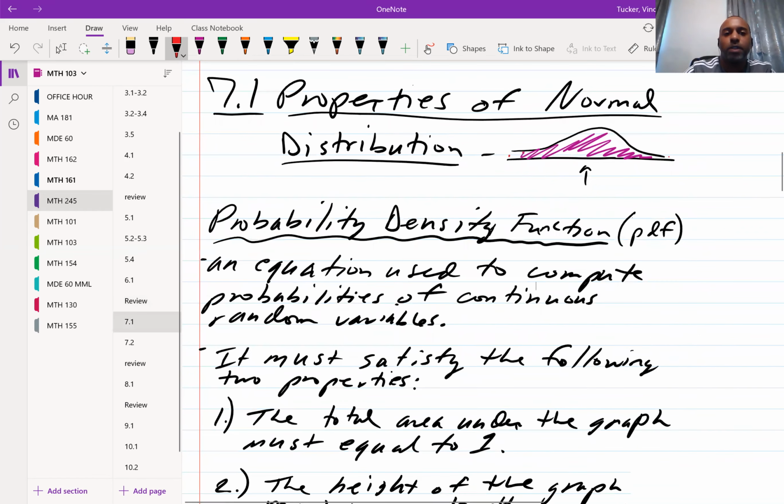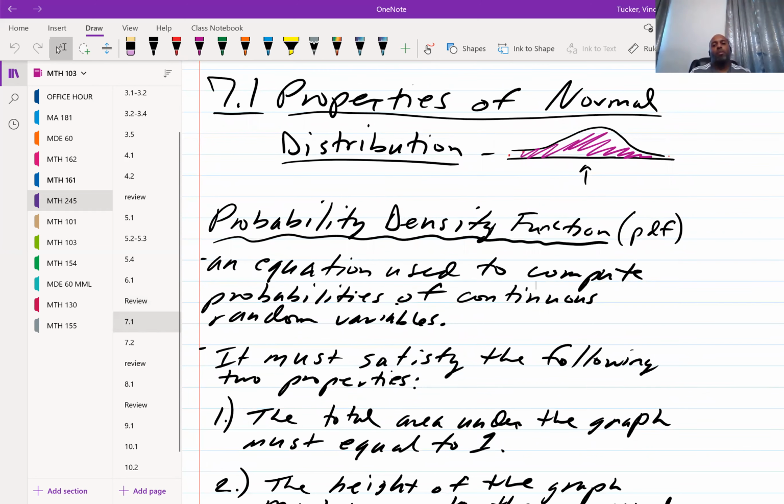We're looking at 7.1, properties of normal distribution. So we have a probability distribution function, sometimes called PDF. It's an equation used to compute the probabilities of continuous random variables.